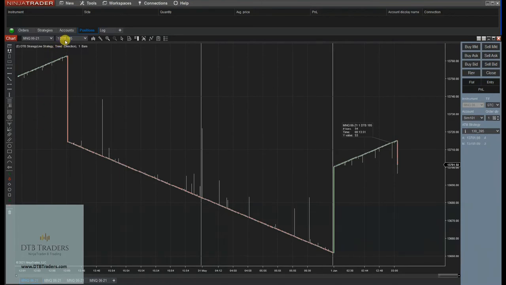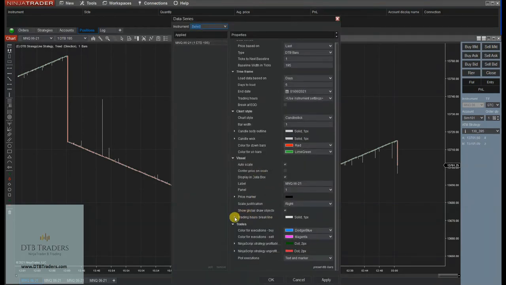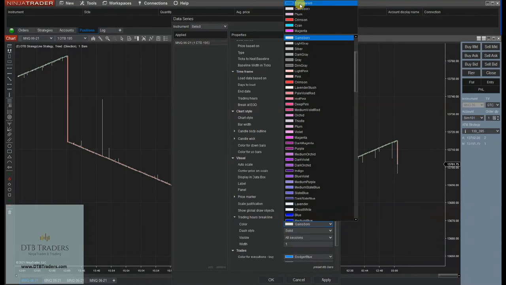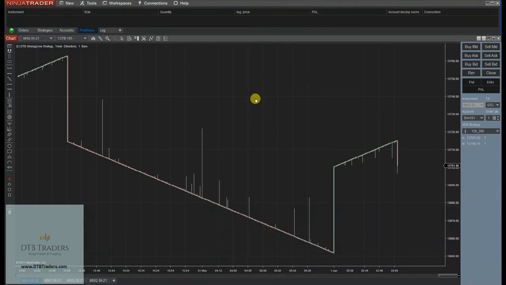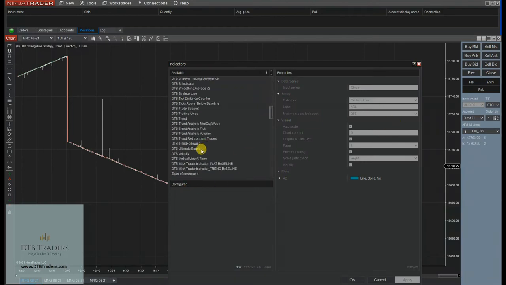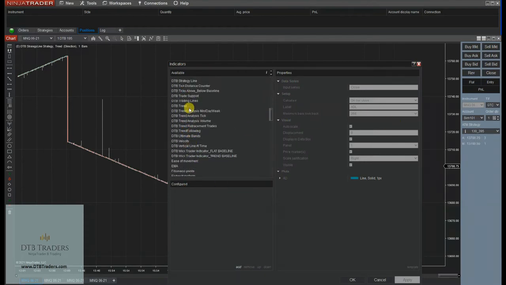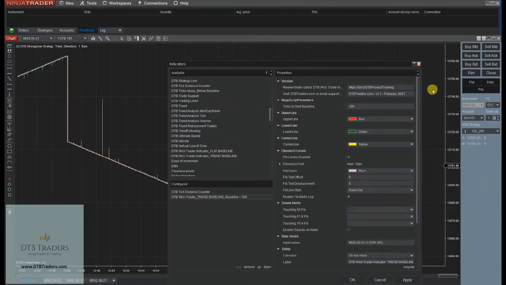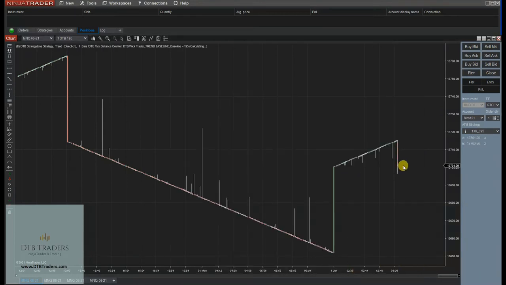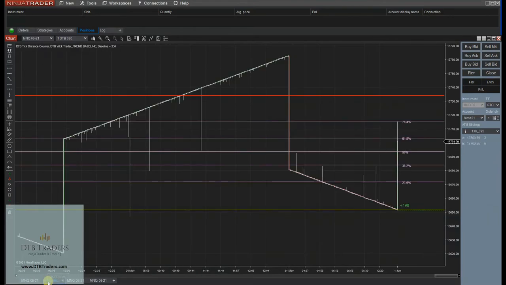And I've also got a 195, so I'm going to do the similar thing on this chart. First of all, I'm going to remove the trading hours line. Then I'm going to add those exact same indicators to this chart. So I'm going to use the tick distance counter and the trending baseline, and it's a 195. That's loaded on there already.